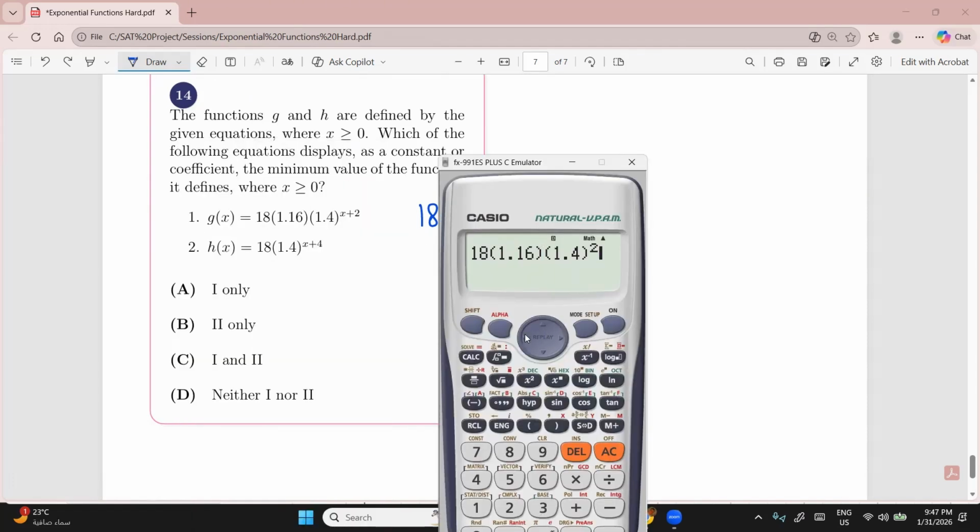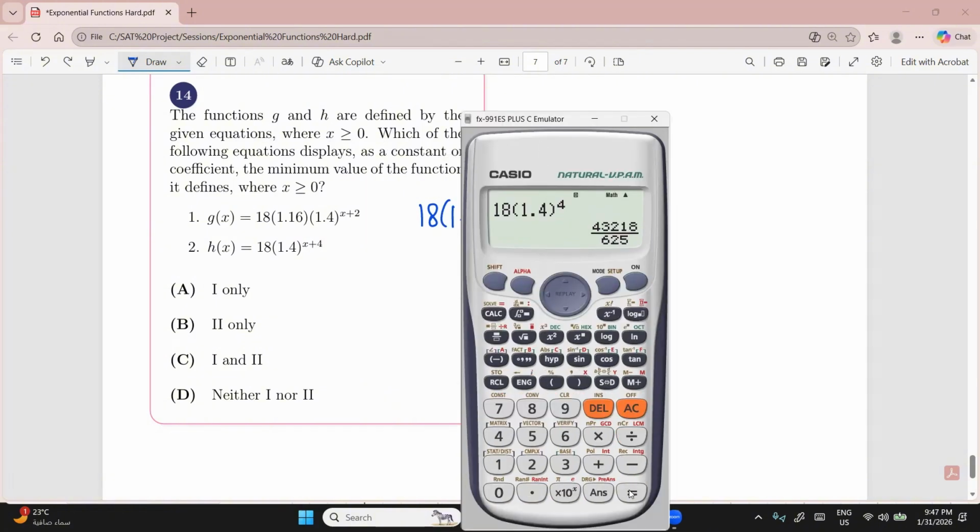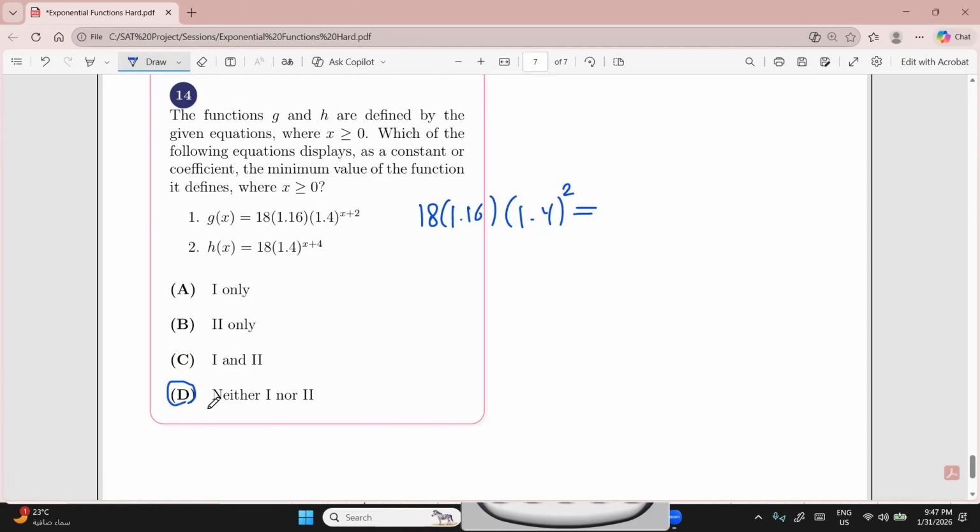But what about the second one: 18, 1.4 to the power of 0 plus 4. 0 plus 4 is 4. So this is 4. And we don't have 1.16. So we just cancel this. 18 times 1.4 to the power of 0 plus 4. We explained, we replaced x by 0. So the answer is this number, which is not given here. So none of them gives the answer. So we can just replace x by 0 in both of these answers, and you will not get the answer as 1 of 18 or 1.16 or 1.4. So none of them is the answer.